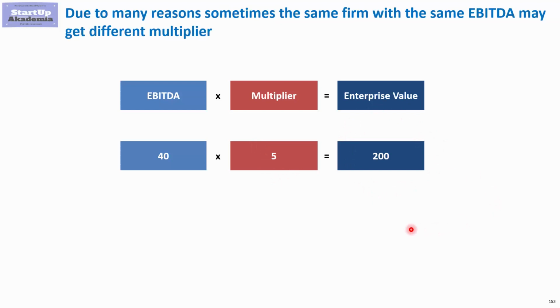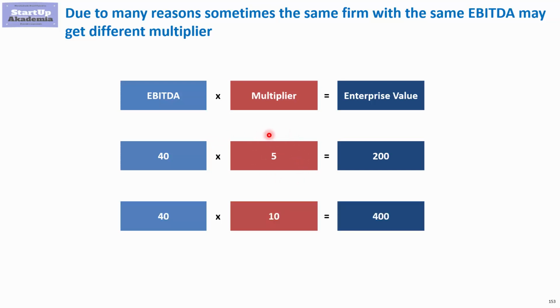Due to many reasons, sometimes the same firm with the same EBITDA may get a different multiplier. So some people may apply to this company a multiplier of 5, whereas others would apply a multiplier of 10. So the same company may be worth 200 or 400. And this is something which private equity and some of the strategic investors want to take advantage of during the M&A. So they take a company at a low multiplier and they sell it as a company with a higher multiplier. So even if they don't manage to increase the EBITDA, there'll be an increase in the enterprise value.